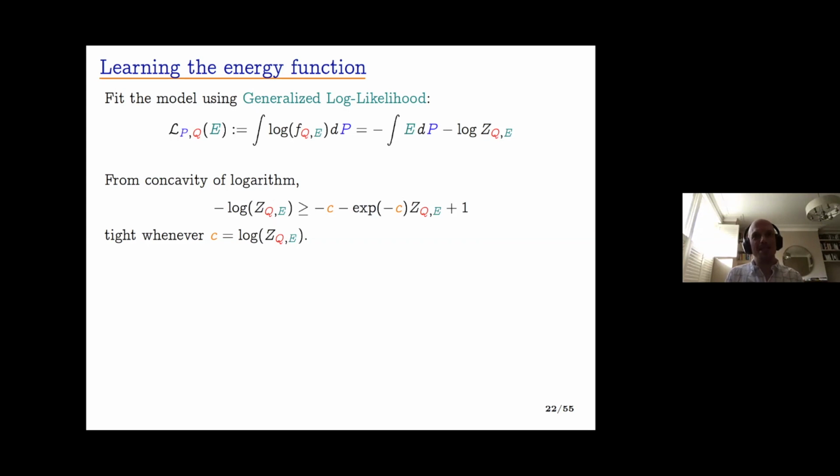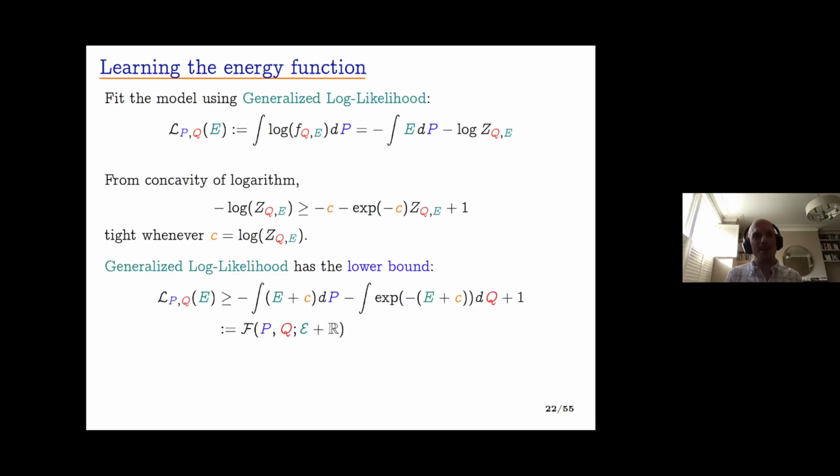So let's replace that lower bound. And what we get then is the following function to optimize, okay? Which is the negative expectation of minus E minus the negative exponential of minus E plus C plus 1. So this lower bound is actually the quantity that we're going to try and maximize here.